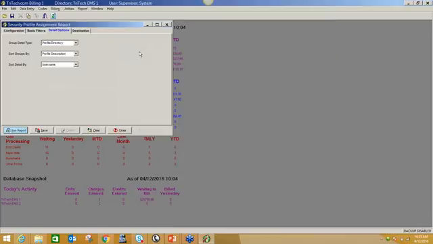Again, this is a newer report. It did come out a couple of versions ago, and again, it's called the Security Profile Assignment Report.